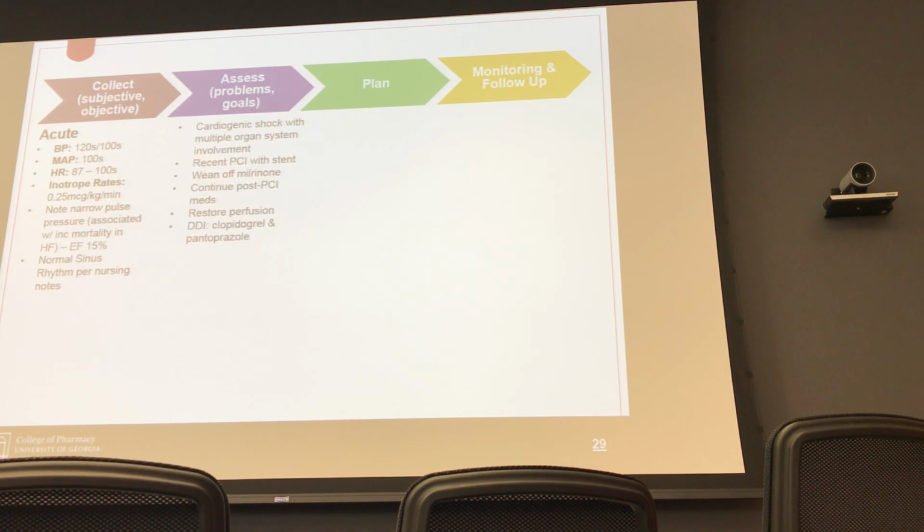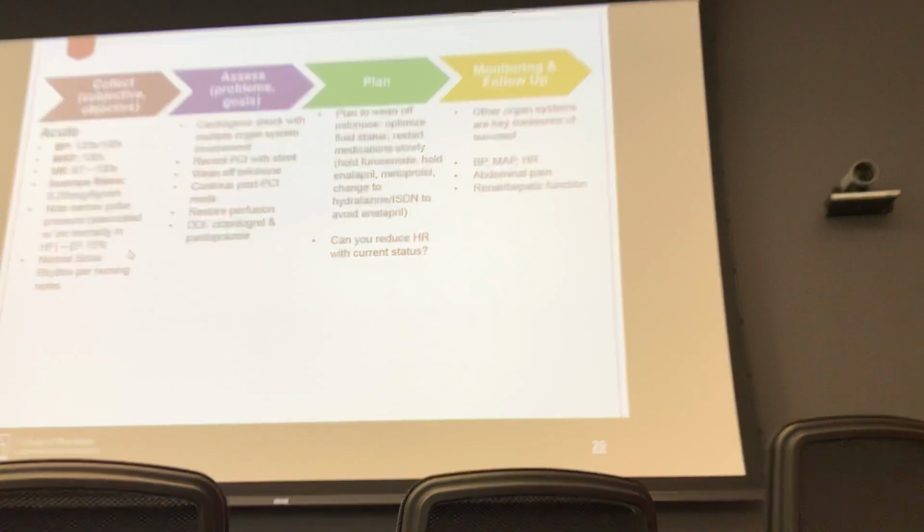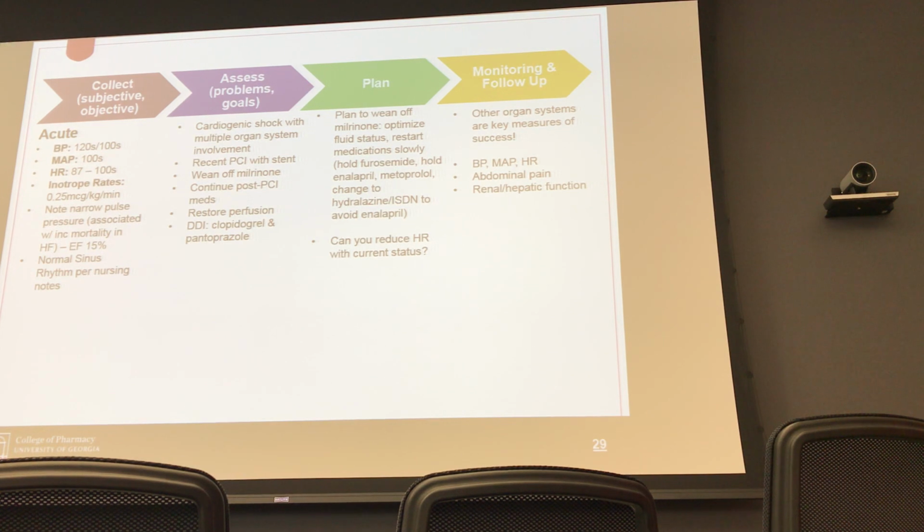All right, I'm going to put this up so that we can talk through it. So when you look through this, the things that stuck out to me are his blood pressure and his MAP, what his heart rate was doing, what his inotropes were doing, his ejection fraction, and then what his rhythm was. That was my objective data that I was looking at. Then we start to assess the patient. We say, okay, we beat this to death. He has cardiogenic shock. We know he's got a recent PCI. It seems like we're weaning off milrinone, so we feel good about that. And of course, we've noticed that he potentially has this drug-drug interaction that we're okay with.